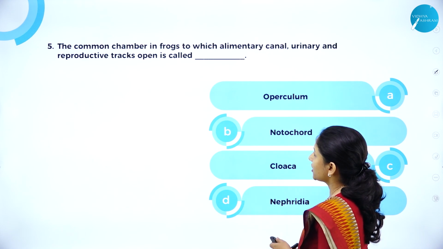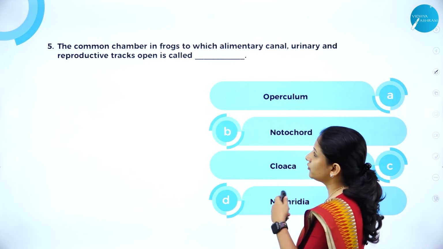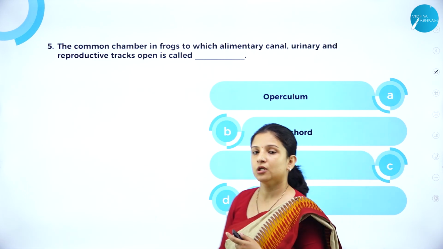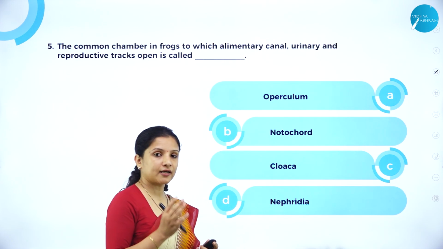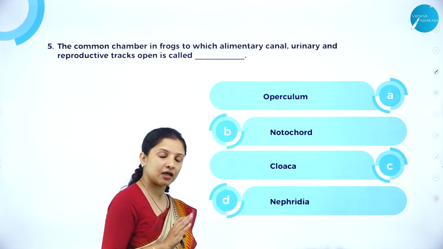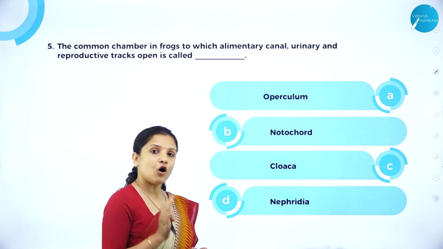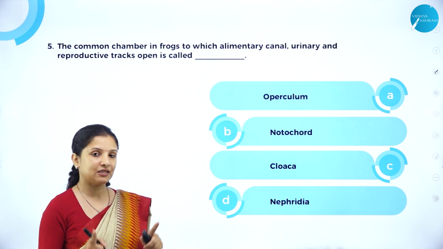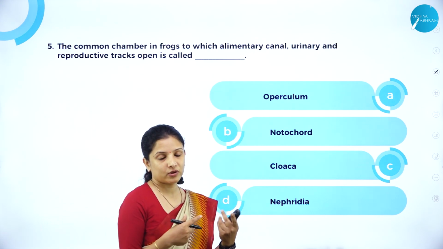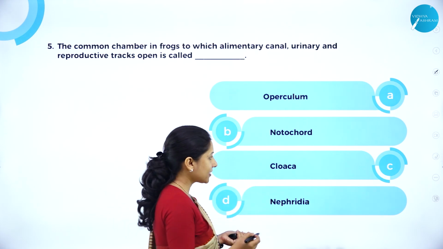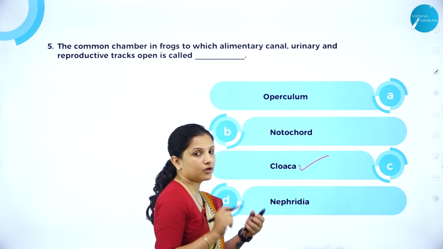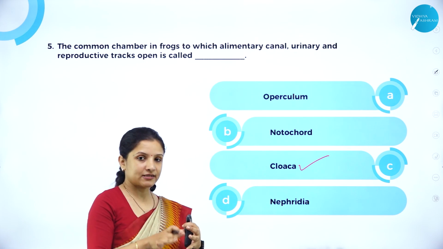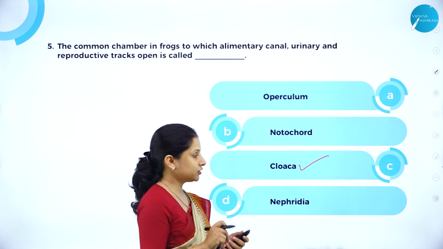Next question. The common chamber in frogs into which the alimentary canal, urinary tract and reproductive tract open is called as: operculum? No, operculum is the covering present on the gill slits, which is seen in osteichthyes. So that is not the right option. Notochord? No, notochords are of course present in vertebrates, but that has nothing to do with the question. Next is cloaca. Cloaca is the right answer because that chamber, into which the reproductive tract, the urinary tract and the digestive system or alimentary canal enter, is called the cloaca.